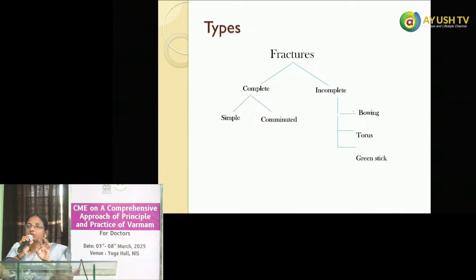So we now know what is a complete fracture, what is incomplete. Complete has two types, simple and comminuted. Incomplete, we have three varieties: bowing, buckling and green stick fracture. So this is how we broadly classify all those fractures.